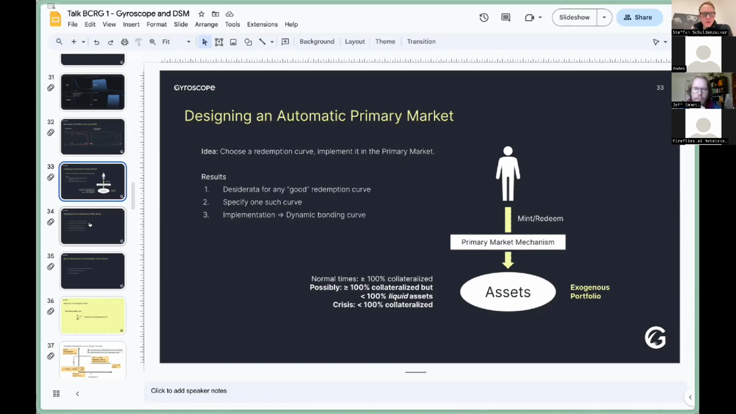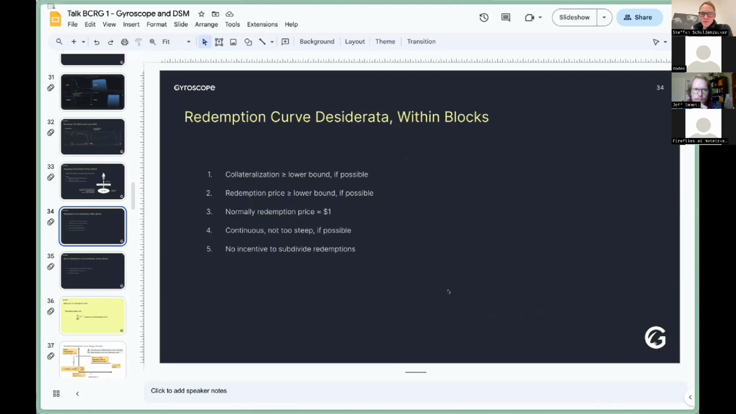Okay, so good properties of a redemption curve. We're just listing a few. Ideally, collateralization should be above a lower bound that governance sets for the system. By this, I mean that the design of the redemption curve should not itself make the system drop below that collateralization level. For example, the first one I showed, where you redeem at 1 and then you're running out of assets and then you redeem at 0, that's not what we want. There should be some kind of lower bound there. The same should be true for redemption price. Normally, of course, redemption price should be 1.